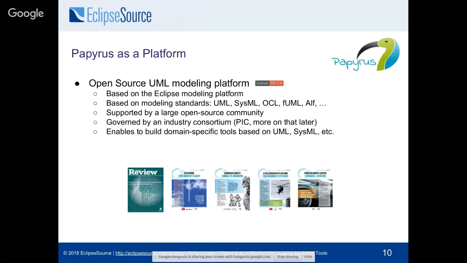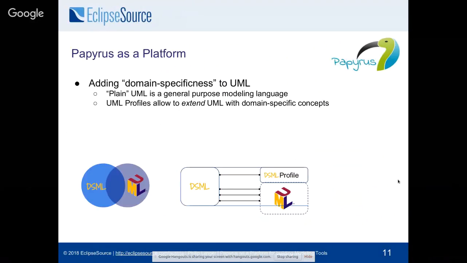But besides being an Eclipse modeling, UML modeling tool, in recent years it has really more and more focused on being a platform that allows to build domain-specific tools based on UML and SysML. So how does that work? How can we use UML and still add something domain-specific on top of it?